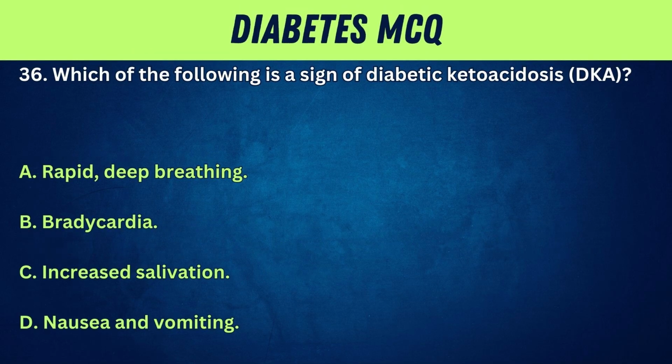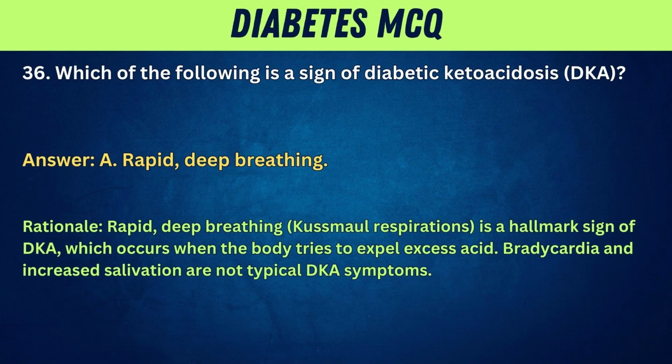36. Which of the following is a sign of diabetic ketoacidosis, DKA? A. Rapid, deep breathing. B. Bradycardia. C. Increased salivation. D. Nausea and vomiting. Answer: A. Rapid, deep breathing. Rationale: rapid, deep breathing, Kussmaul respirations, is a hallmark sign of DKA, which occurs when the body tries to expel excess acid. Bradycardia and increased salivation are not typical DKA symptoms.